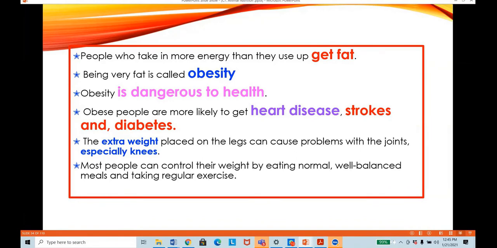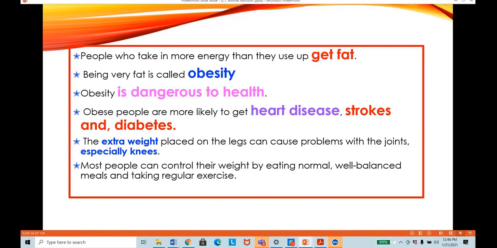Okay, so these are all the dangers of obesity. One more danger is the extra weight which is placed on the legs, which can cause problems with the joints, especially the knees. Because due to excess weight, your body is unable to carry your body's weight and you might get joint pains or knee pains, etc.